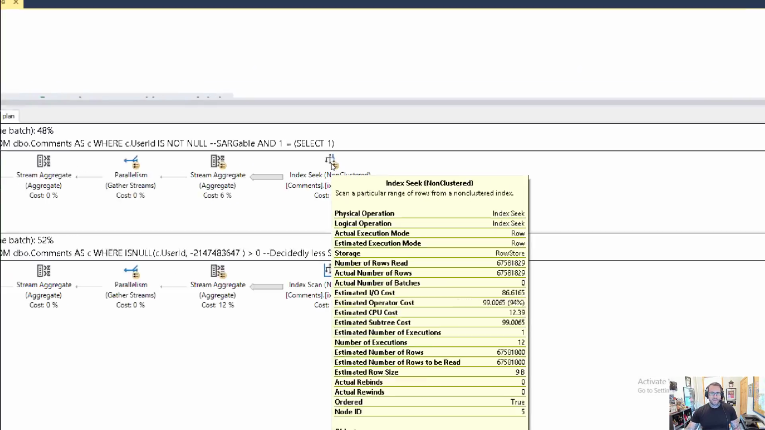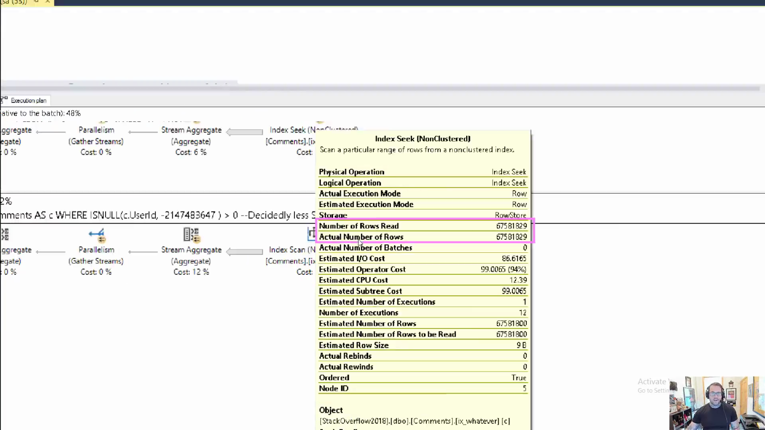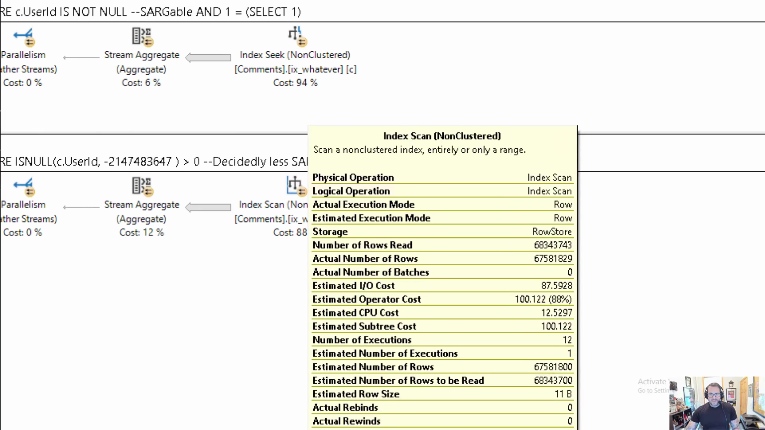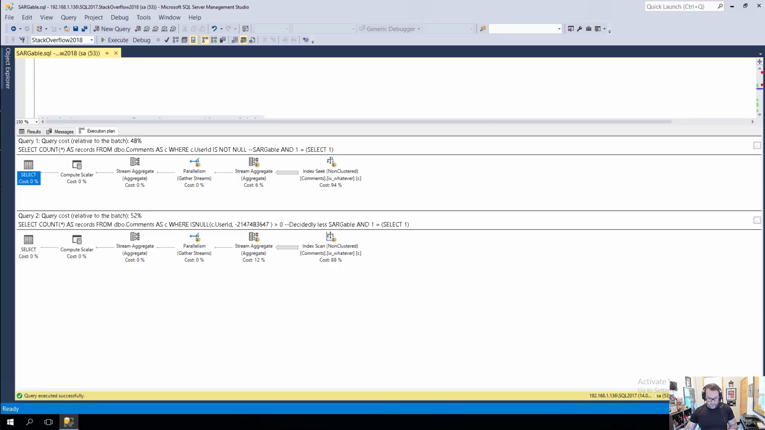If we zoom in a little on the tooltips, you can see that we did indeed read just 67.5 million rows, but who cares if we seeked 67.5 million rows out of 68.3 million? That's not a big deal. That's not something where I say, yay, seeks win. The scan did almost the same thing. It just read about a million more rows. Again, who cares? That's not a query tuning win.